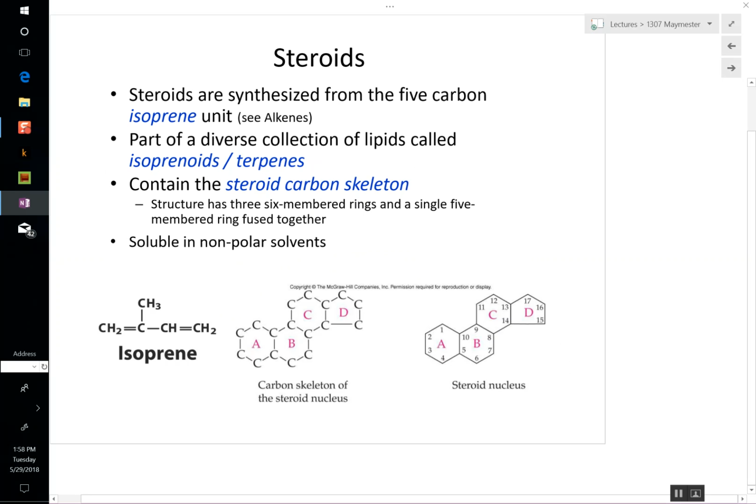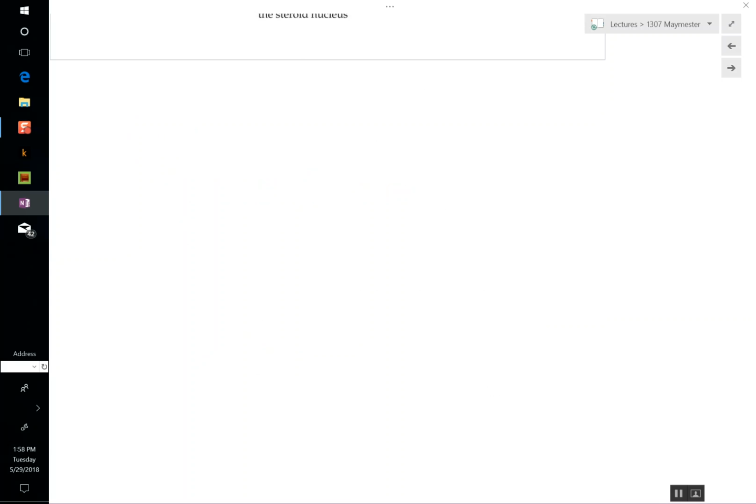Okay, steroids. All right, on your notes, here's something I want you to do. Get a blank sheet of paper. Start it like here. We're going to make this big. What's this going to look like? And this is the last class of lipids, steroids.